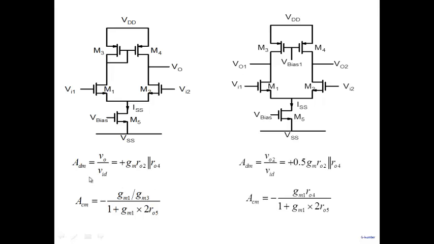This is a comparison between the two. As I was saying, ADM is GM times R02 parallel R04, and ACM is given over here. If you don't connect it in a current mirror manner, the differential mode gain is half, and the common mode gain is much larger as compared to this one. So this circuit has all the advantages compared to this one. Bias point is pretty stable. Differential mode gain is double. Common mode gain is also much smaller here. Of course, now this circuit has a certain amount of differential gain.